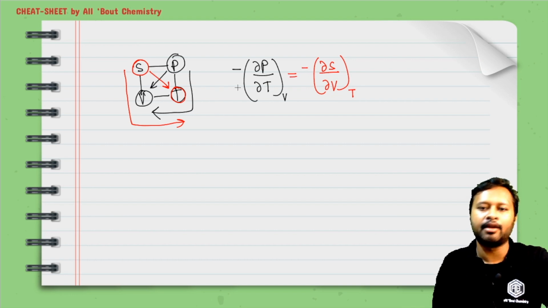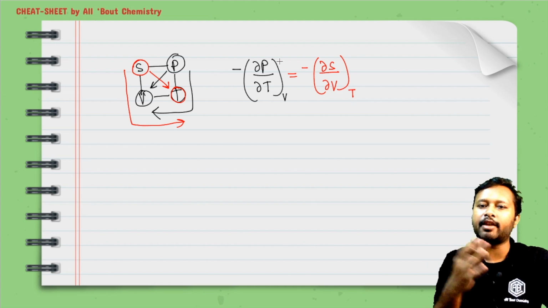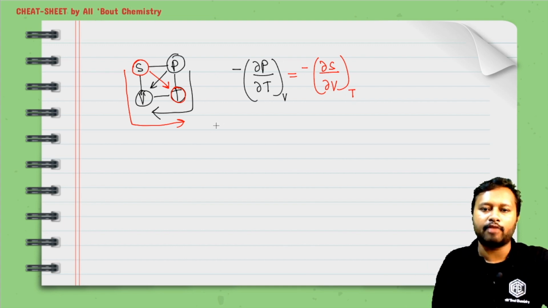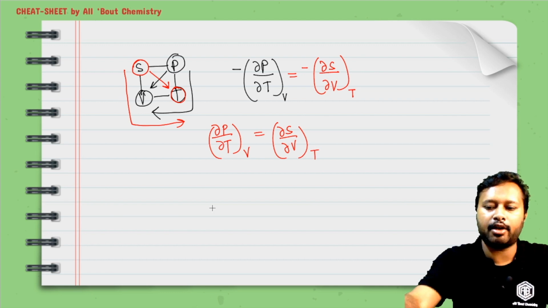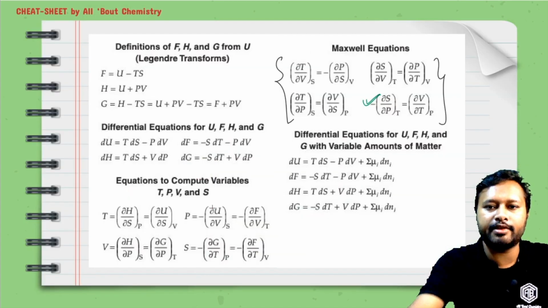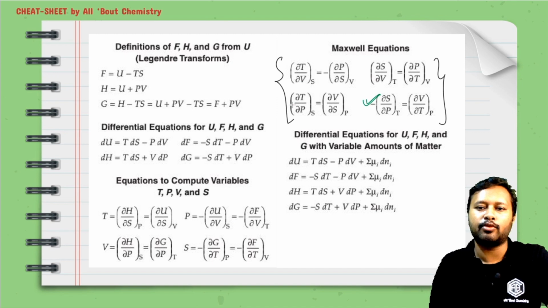This will be the relation. Basically, if you have minus on both sides, they are going to get cancelled out. Your equation will be del P by del T at constant V is equal to del S by del V at constant T. Let us look at it quickly. Do we have this in the Maxwell relations? So yes, this is the equation which we have just derived.